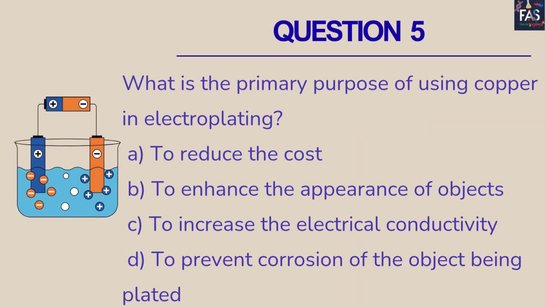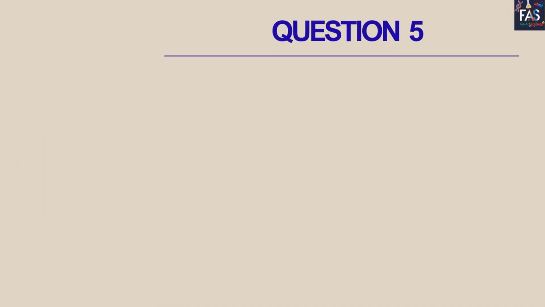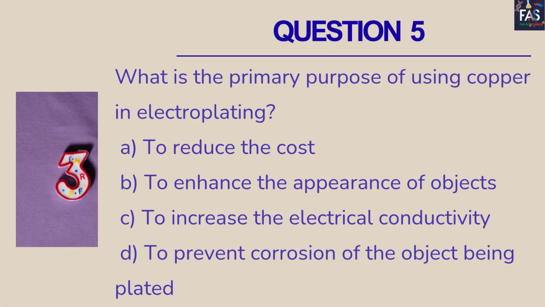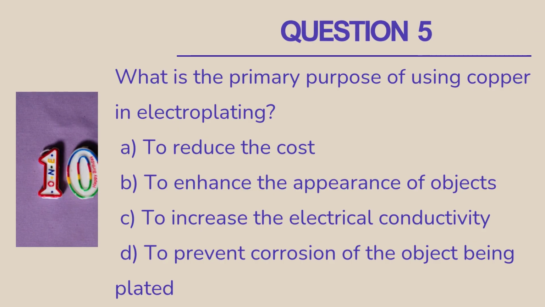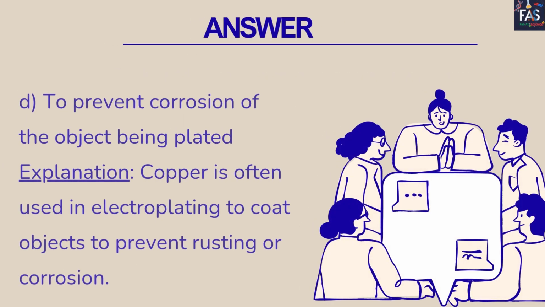Question 5. What is the primary purpose of using copper in electroplating? A. To reduce the cost. B. To enhance the appearance of objects. C. To increase the electrical conductivity. D. To prevent corrosion of the object being plated. Answer D. To prevent corrosion of the object being plated. Copper is often used in electroplating to coat objects to prevent rusting or corrosion.